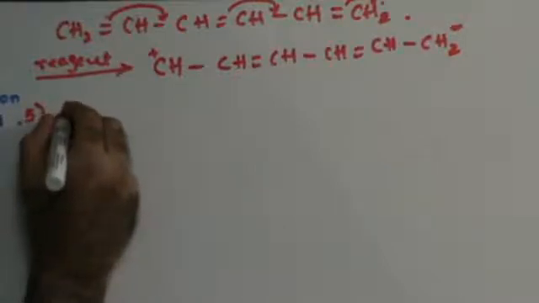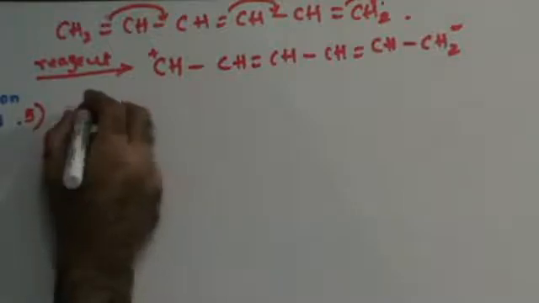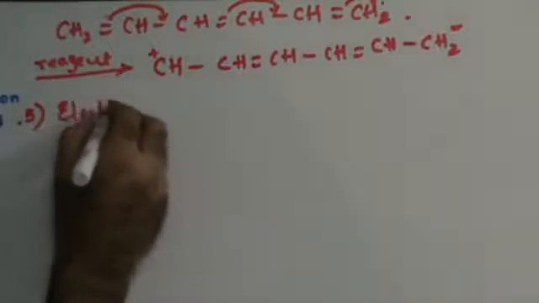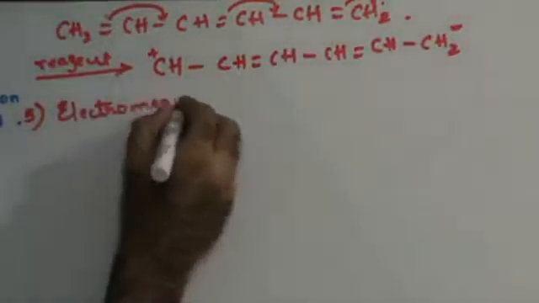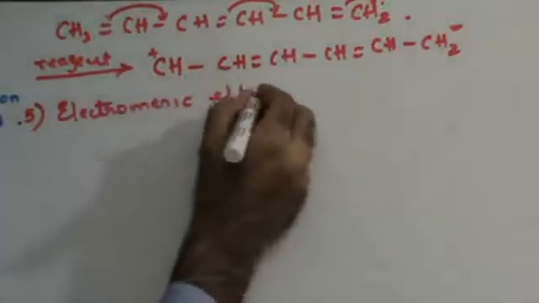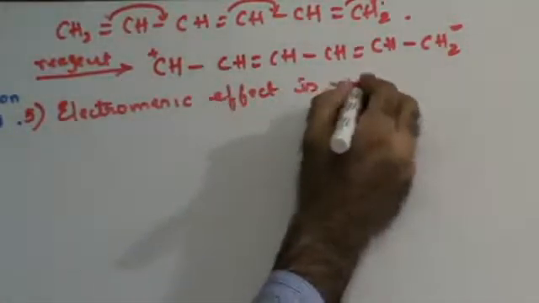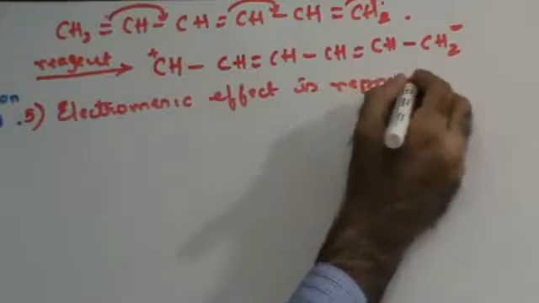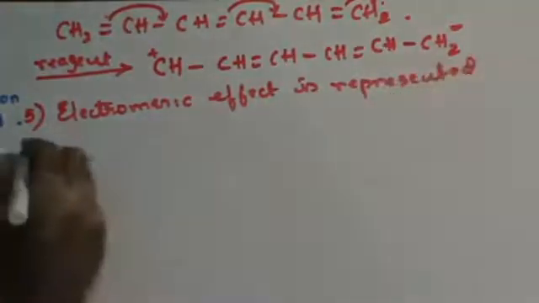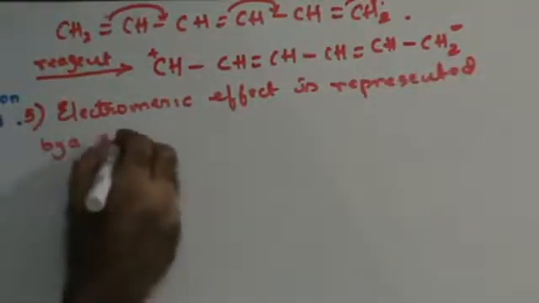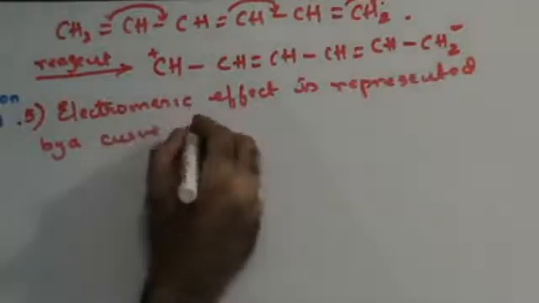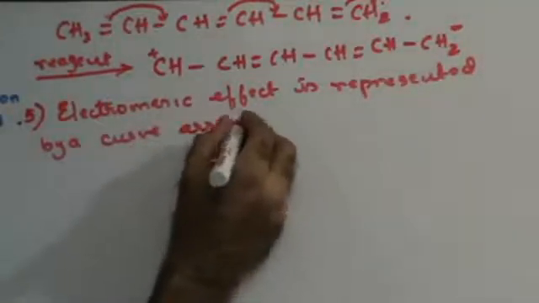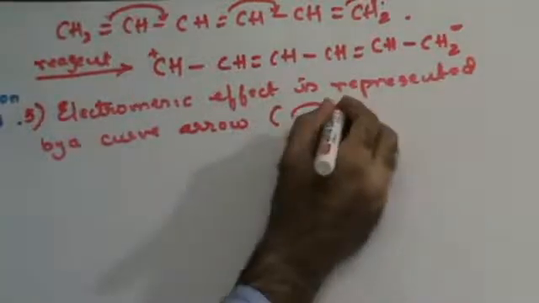Okay, how do I represent the electromagnetic effect? The electromagnetic effect is represented by a curved arrow. Right?